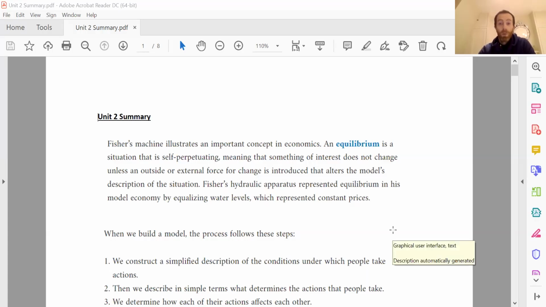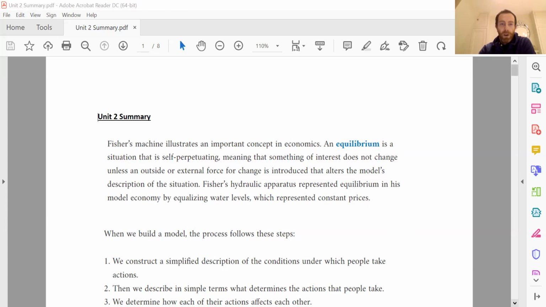So what I'm going to do is run through a couple of key concepts and then go through the two big models in Unit 2. The first one being, how do we figure out which technology a firm will choose? And the second one being the Malthusian model.